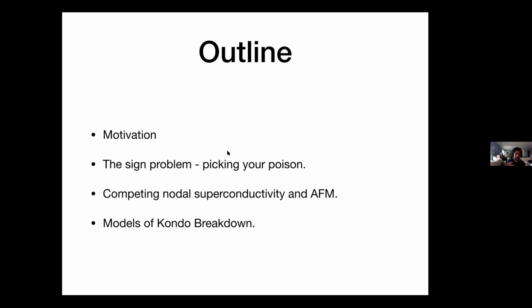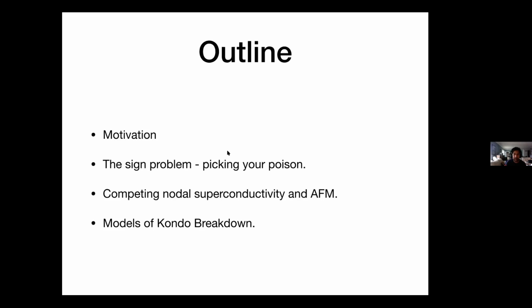So I'll focus on two kinds of problems. One is heavy fermion materials, perhaps which have Kondo screening or sometimes Kondo breakdown, and secondly nodal superconductors in the presence of repulsive Hubbard U. So these will be the kinds of problems I want to focus on, and they are paradigmatic. I mean, they are well-known problems in condensed matter for a very long time.